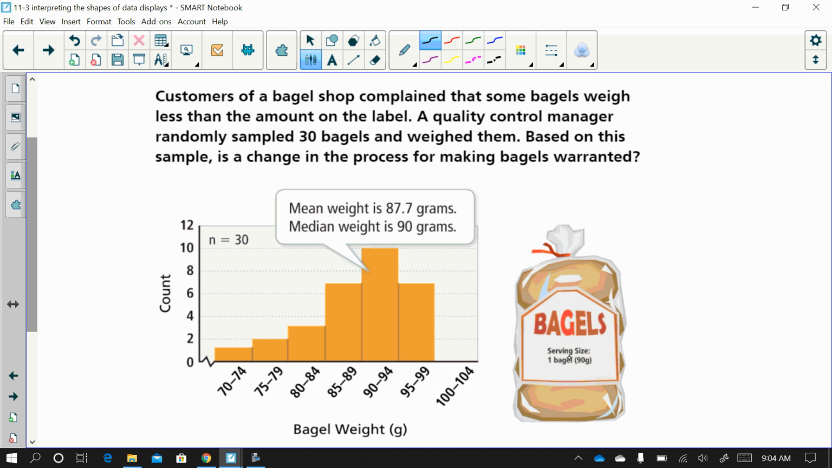So the person in charge randomly picks 30 bagels. He picks one here, one there. He gets 30 of them. Then he weighs them all. He finds that the mean weight of the 30 bagels is 87.7 grams, but the median weight is 30. Okay, what do you guys think? Do you think he needs to change this process?